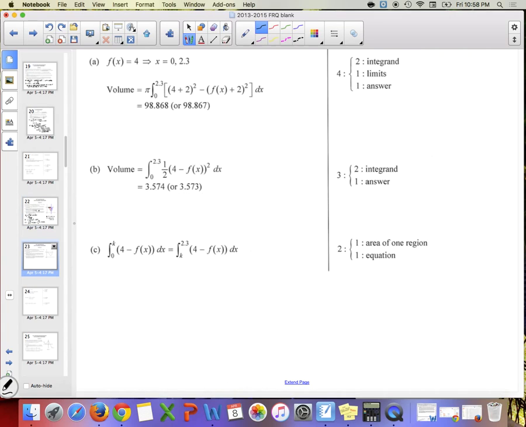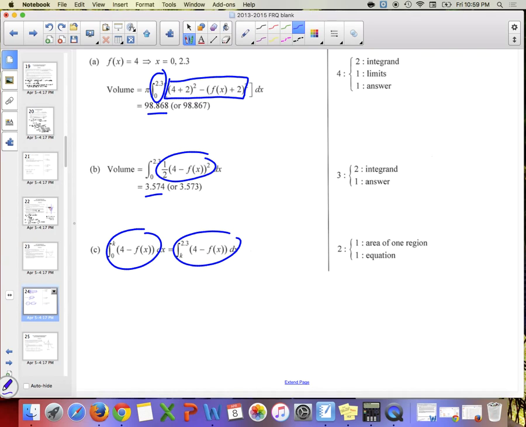So your points for this problem, for part A, you get 2 points for your integrand. So the integrand is this part inside here. So I'm guessing for each, the 6 squared and the f of x plus 2 squared, you get a point for each of those. You get 1 point for your limits, meaning the 0 to 2.3, and you get 1 point for your answer. For part B, you get 2 points for the integrand. So probably because the 1/2 or the squared or something like that. 1 point for the answer. And the last one, you get 1 point for finding the area of one of the regions and 1 point for setting up a total equation. So if you had gotten either this or this, you would get 1 point. And then you get the second point for setting it equal to the other one.